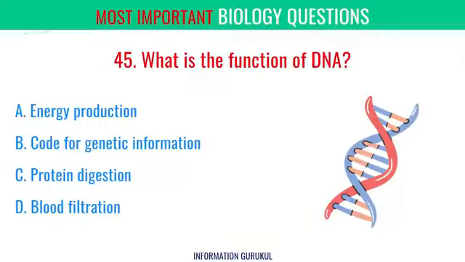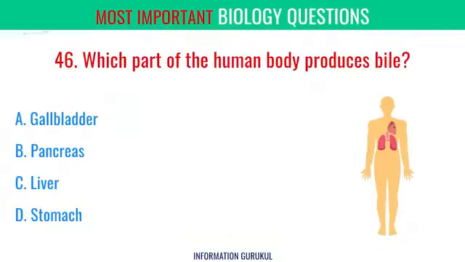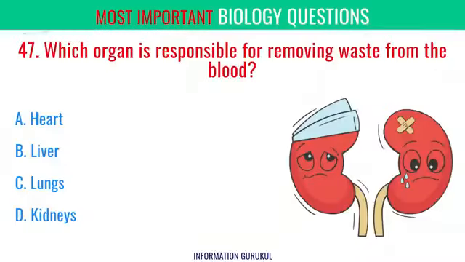What is the function of DNA? Code for genetic information. Which part of the human body produces bile? Liver. Which organ is responsible for removing waste from the blood? Kidneys.